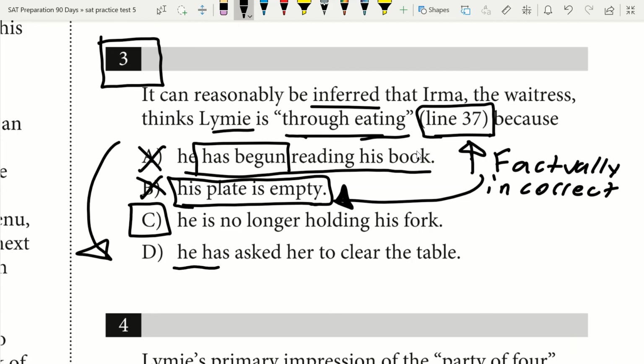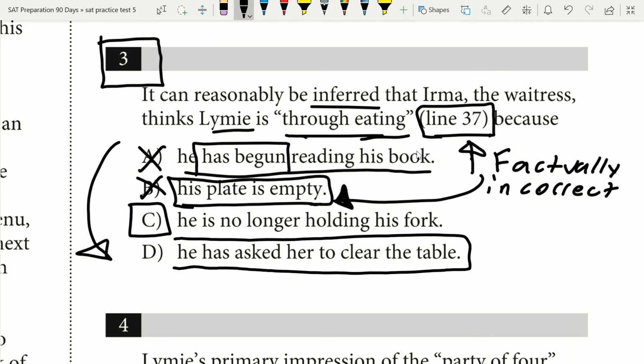Okay, option D, he has asked her to clear the table. Once again, that is not contained in the passage. Therefore, that is going to be wrong. He never asks her to clear the table. So the correct answer here is going to be C for this inference question.